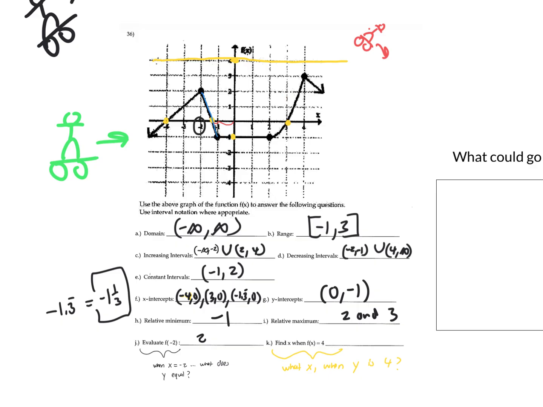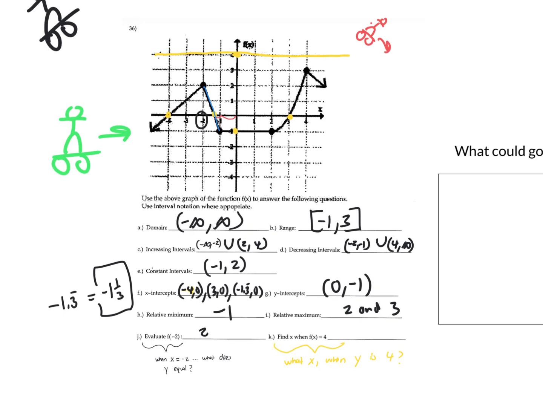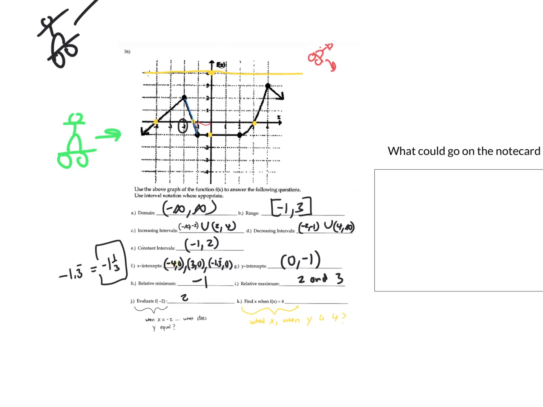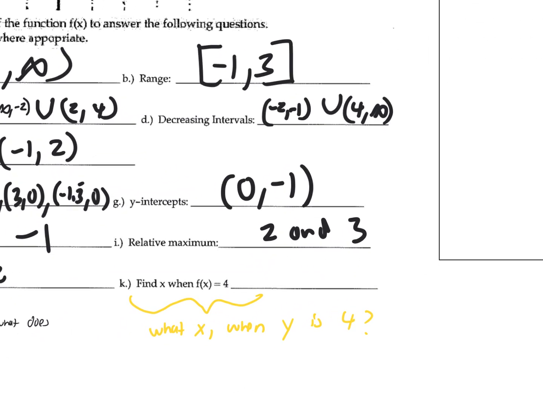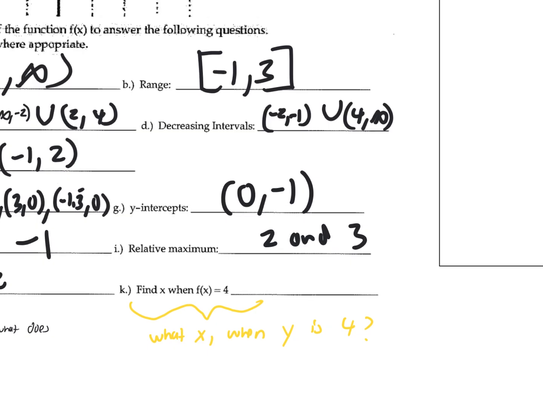So x does not exist, or we could say, I don't know if we should say undefined. Maybe. What I would say is this. I would say there is no x value such that f of x equals 4. I think that's what I would say.